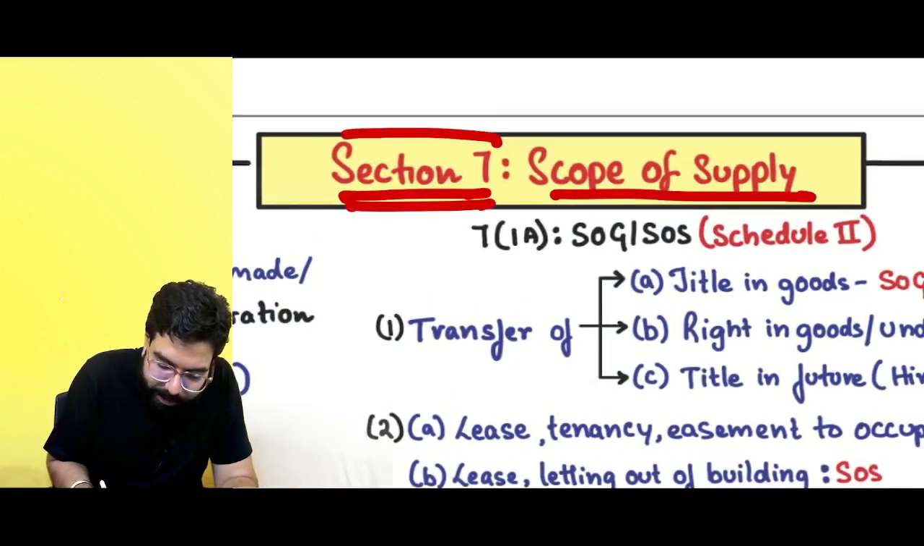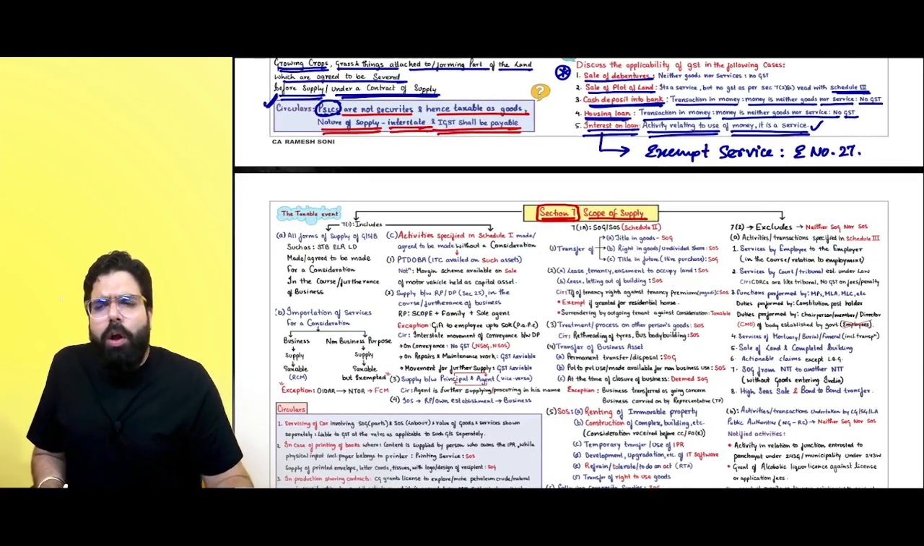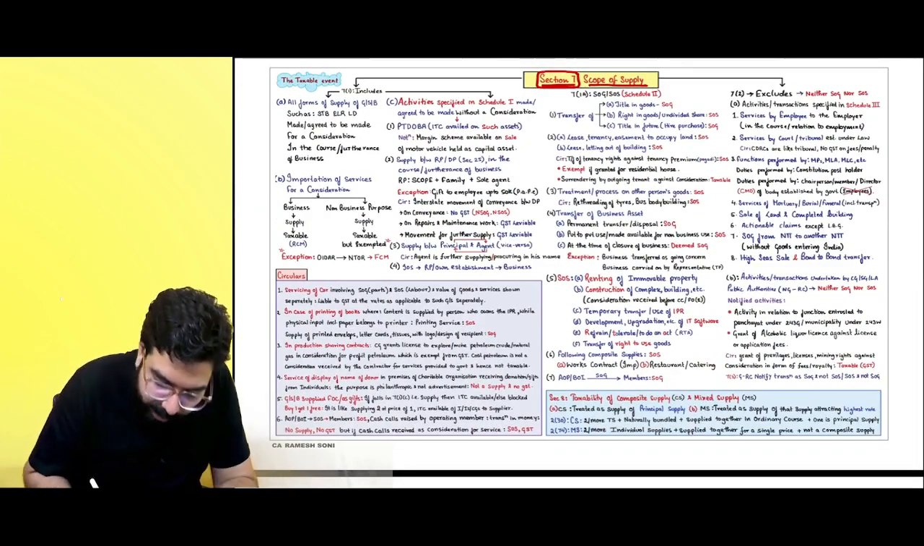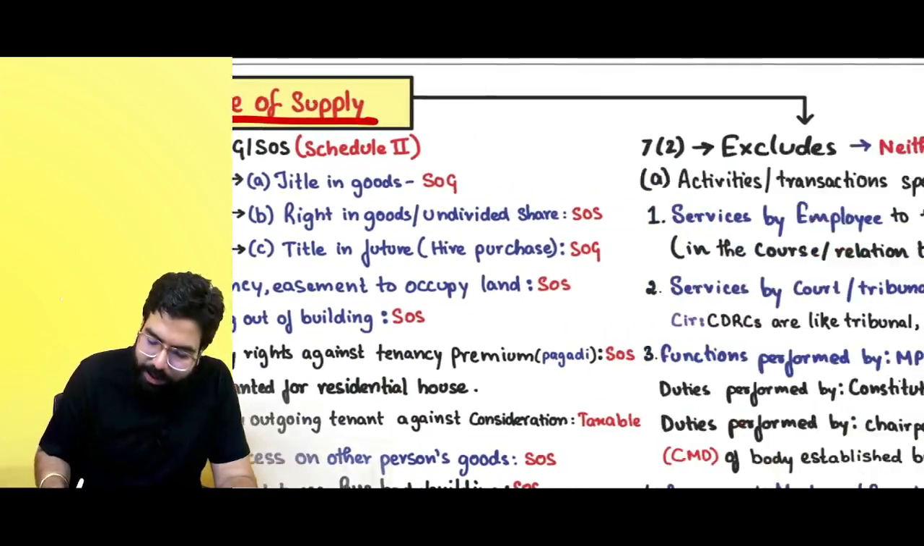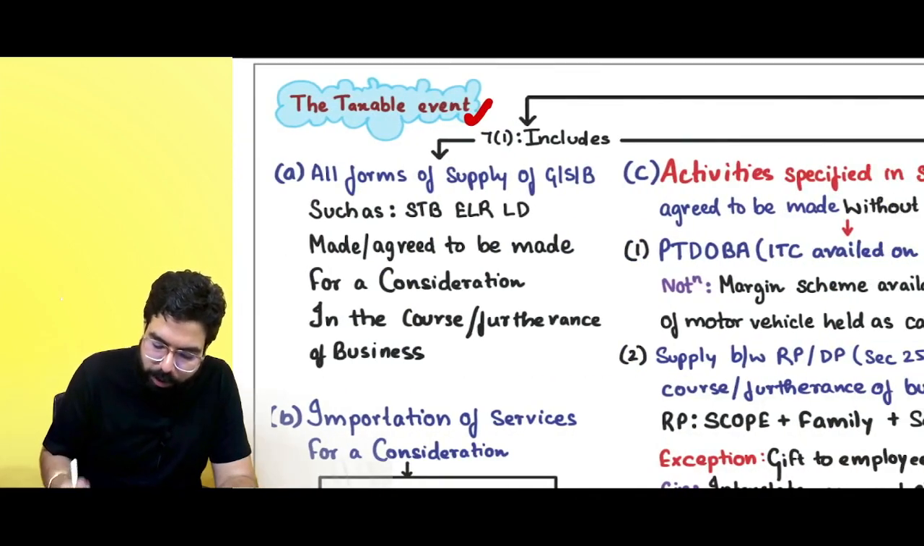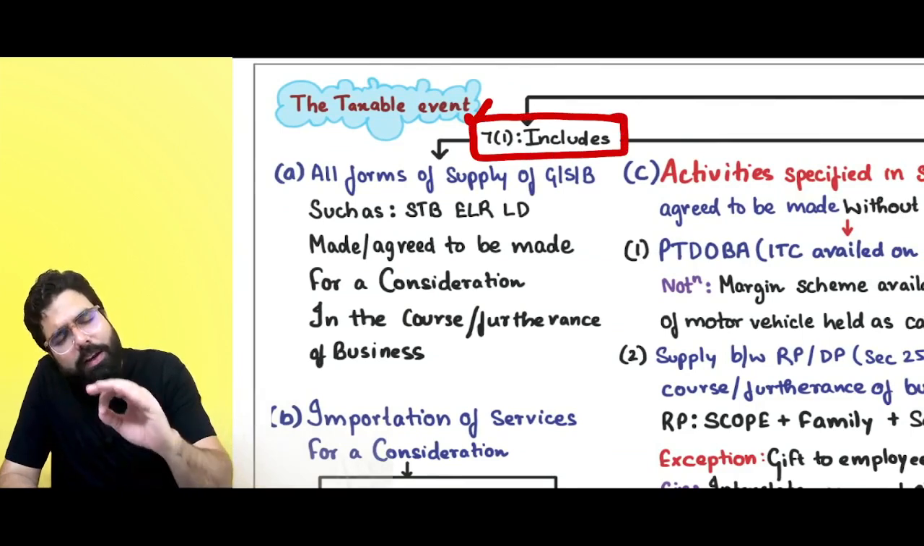Scope of supply is given in section 7. Section 7 has section 7(1), section 7(1A) and section 7(2). Section 7(1) goes ahead and says what are the things which are included in supply.